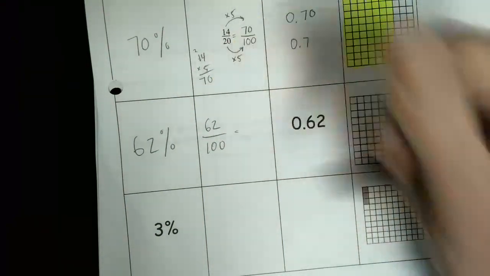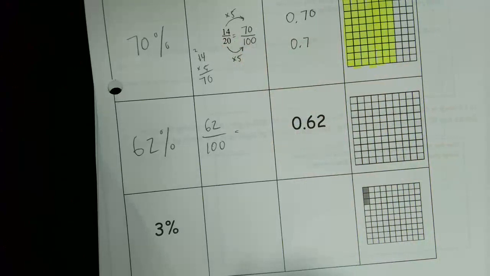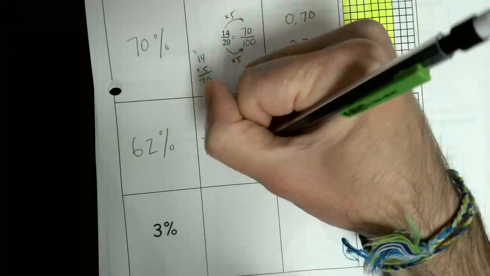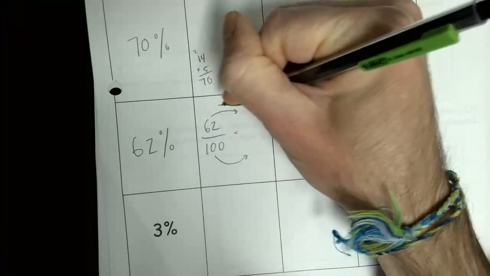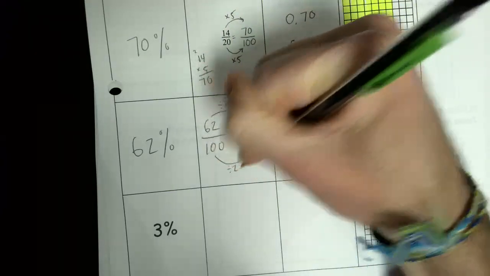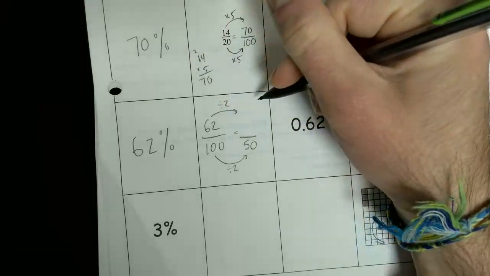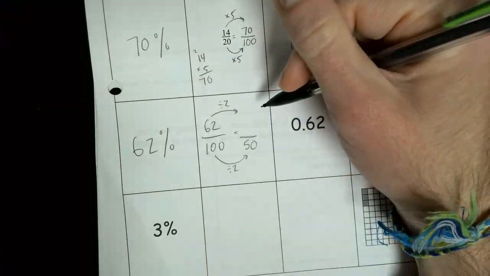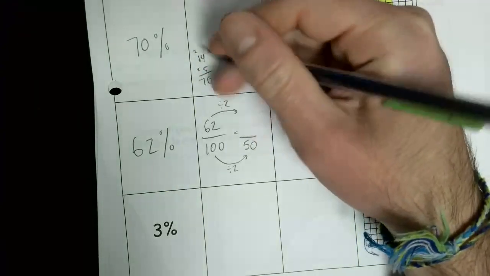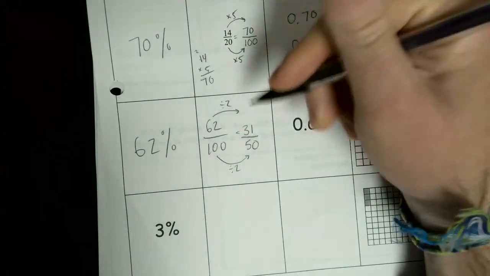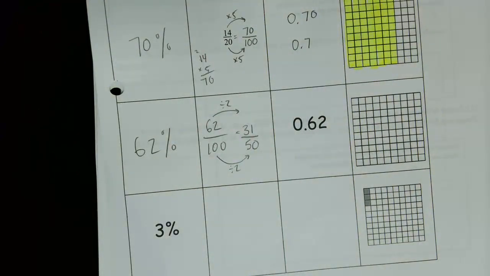You bet we can. I think 2 would be the only number. I don't know if 4 goes into there. 4 doesn't go into 62, and the rest of them would not either. So we can divide by 2. 100 divided by 2 is 50. Half of 62. Well, half of 60 is 30, and half of 2 is 1, so 31. I think that's it. That's all we can do because 31 is prime. All right.